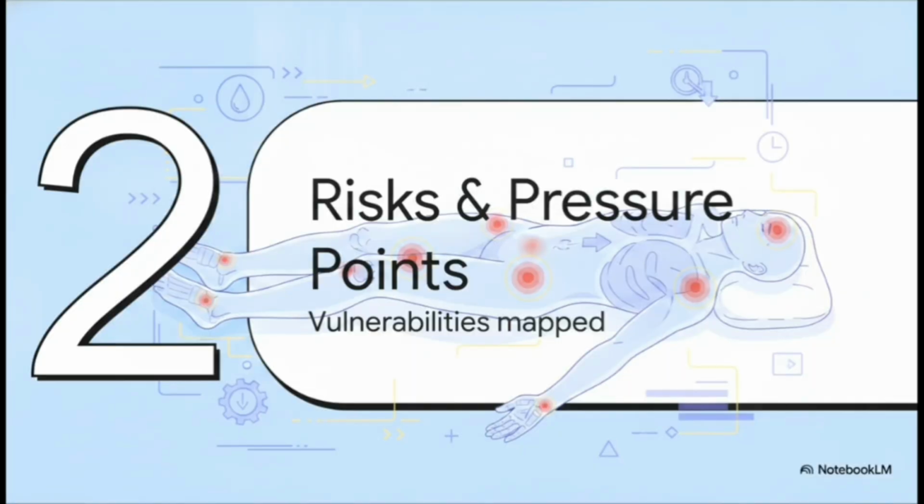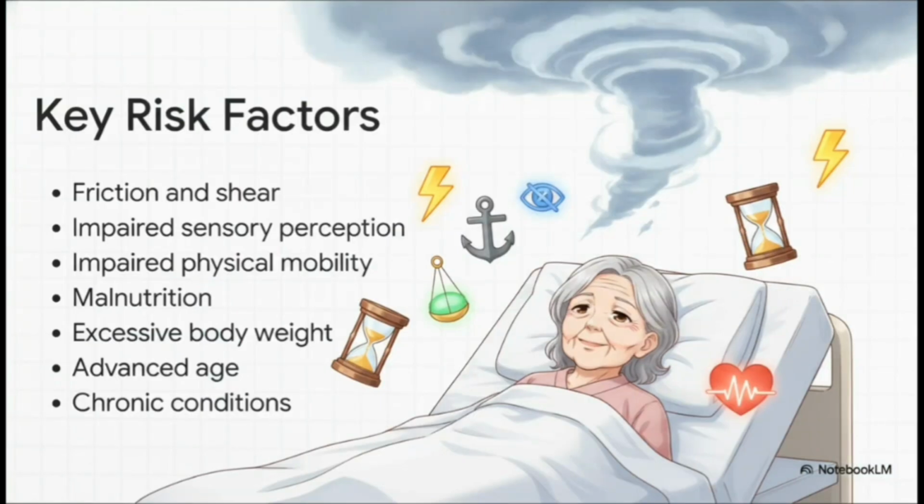Moving on to section 2, risk factors and pressure points. This is where we map out the vulnerabilities. Now take a look at these 8 key risk factors. Right at the top, you've got friction and shear, which, as we know, physically tear at those skin layers. But we really need to look deeper. Think about impaired sensory perception and physical mobility. If a patient can't feel the damage happening or literally can't move to relieve the pressure, they're sitting ducks.